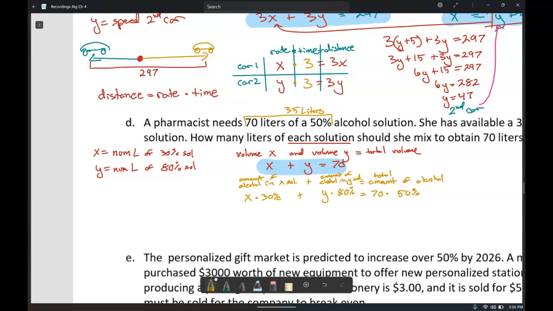So we can simplify this. Remember, we can't use percents and percent notation. We need to write them in decimal form. So we can rewrite this as 0.3x plus 0.8y equals 0.5 times 70, and we know that this actually equals 35 liters. So we have our second system.